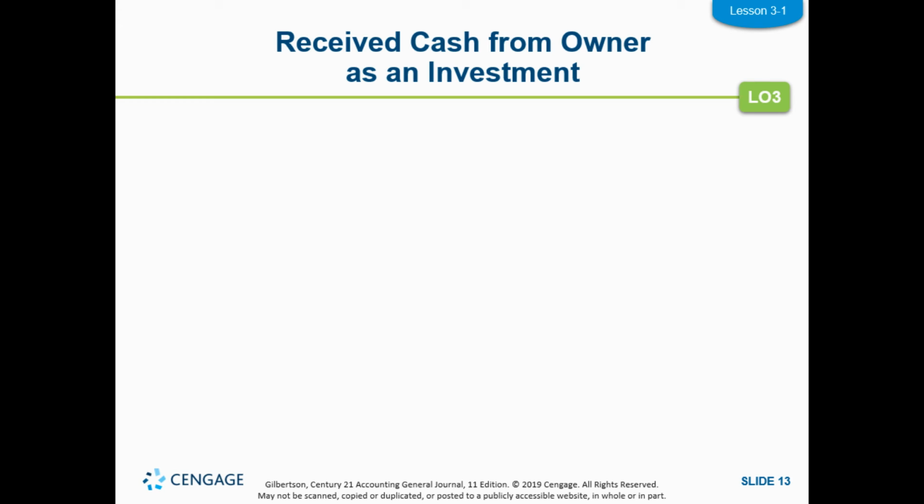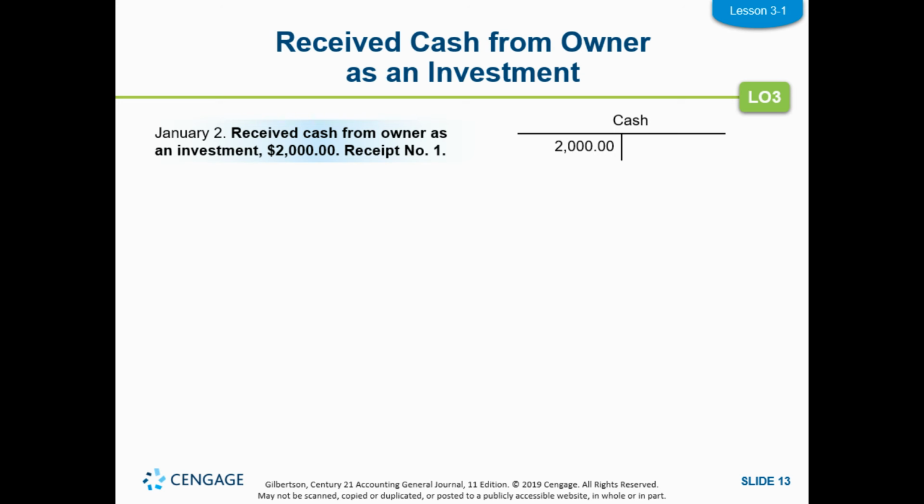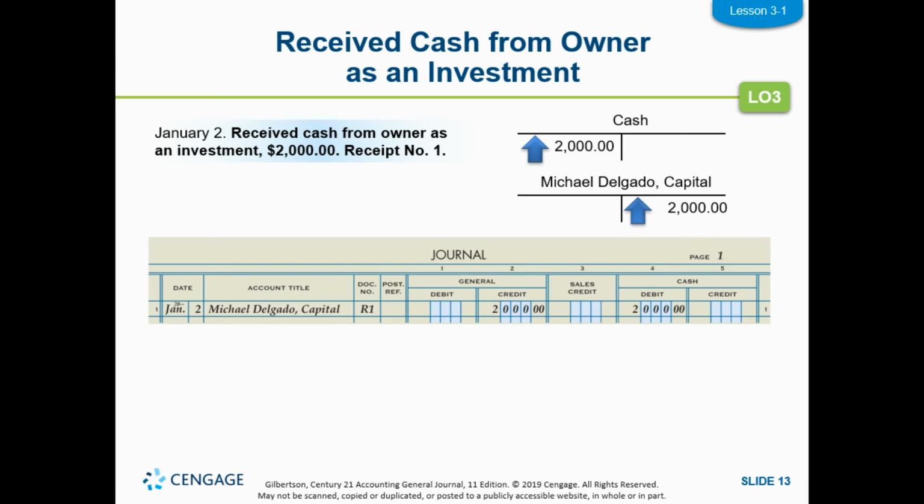So here we have received cash from owner as an investment. $2,000, receipt number 1. Cash is debited. Michael Delgado, capital, is credited. This is going back to chapter 2. Here's what our multi-column journal looks like.